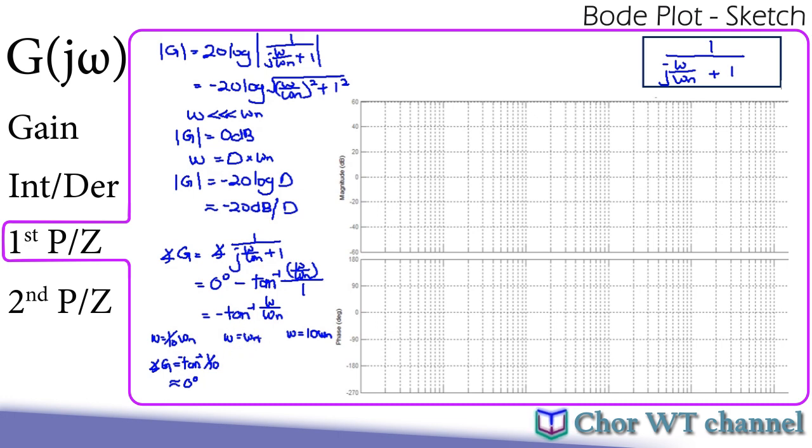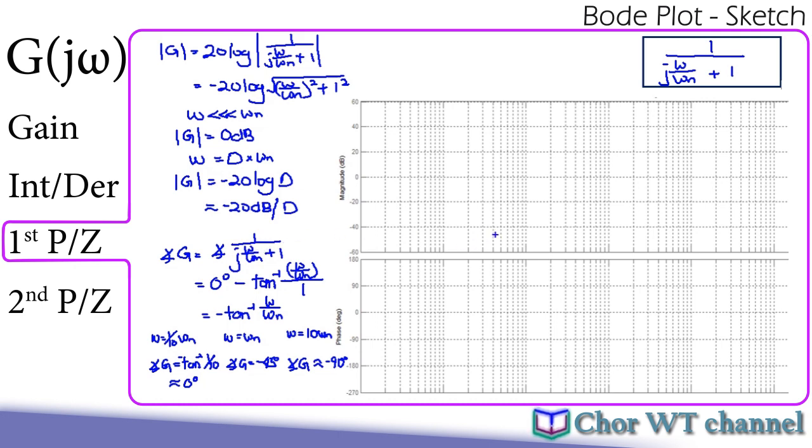And this will give us approximately 0 degrees. When omega is equal to omega n, the inverse tangent term here will become 1, and minus inverse tangent of 1, our phase will be equal to minus 45. And when omega is equal to 10 times omega n, or somewhat even larger, by substituting this back into this ratio here, we can get the phase of g close to negative 90 degrees.